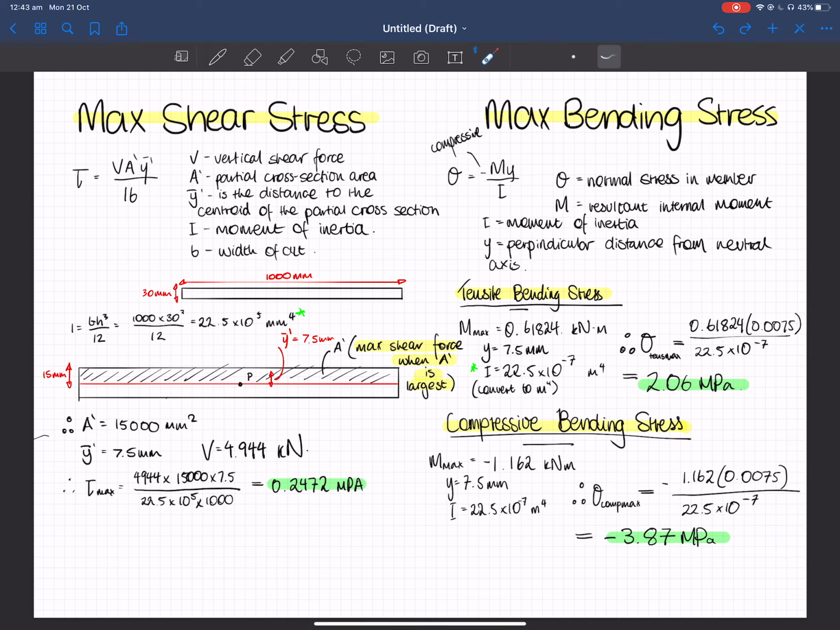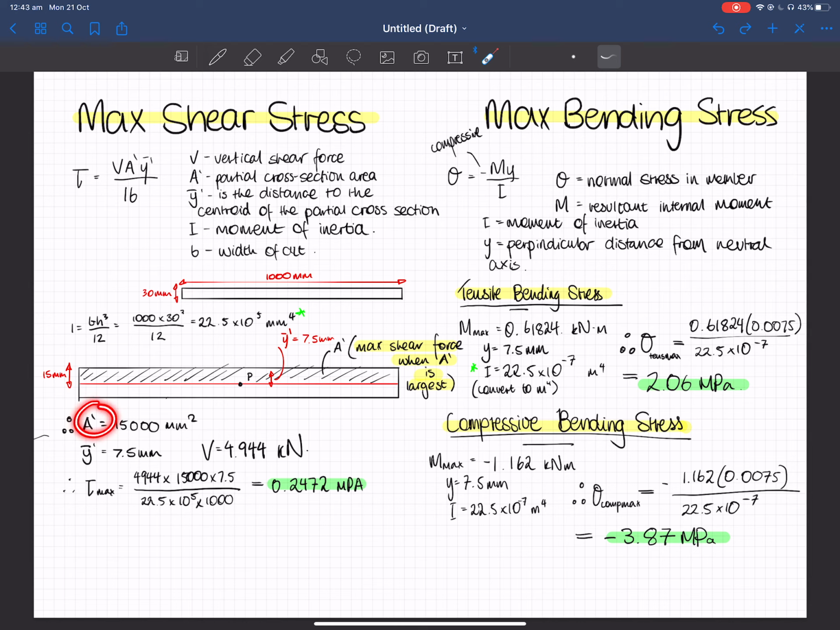Moving on, maximum shear stress is calculated using this formula. So first I had to calculate the moment of inertia, which is done using this formula, the base being this part and height being this.